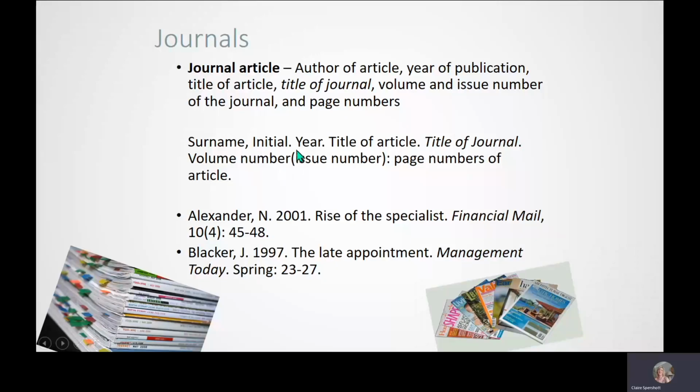You would then put the volume number and the issue number in brackets, and then your start and end page numbers. So if we look at this example here, there we have the author Blacker, comma J, the year. There's the title of the article. There's the title of the journal, Management Today. And you'll see in this case, there's no volume number because the journal doesn't have a volume number. So again, you'd have to look in the reference guide and it tells you what to use if there is no volume and issue number.